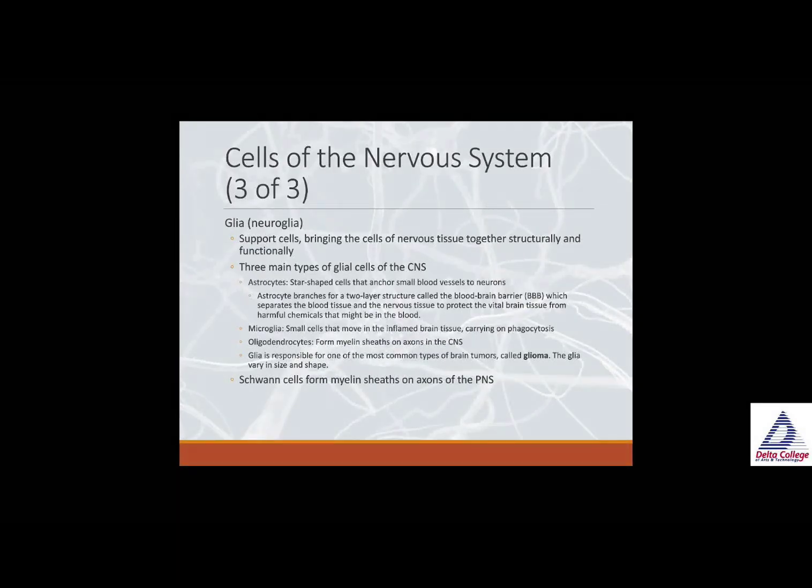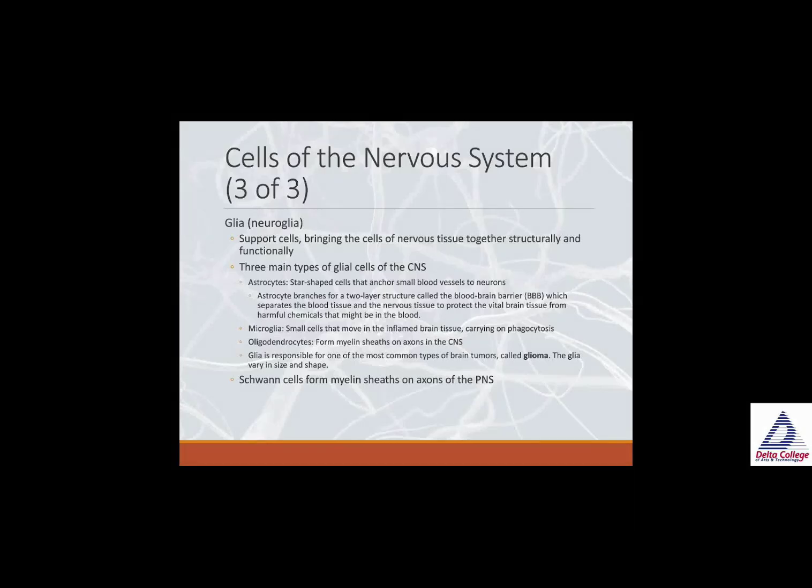Moving on, let's talk about glia, also known as neuroglia. These are support cells, bringing the cells of the nervous system together structurally and functionally. There are three main types of glial cells of the central nervous system. You have astrocytes. These are star-shaped cells that anchor small blood vessels to neurons.